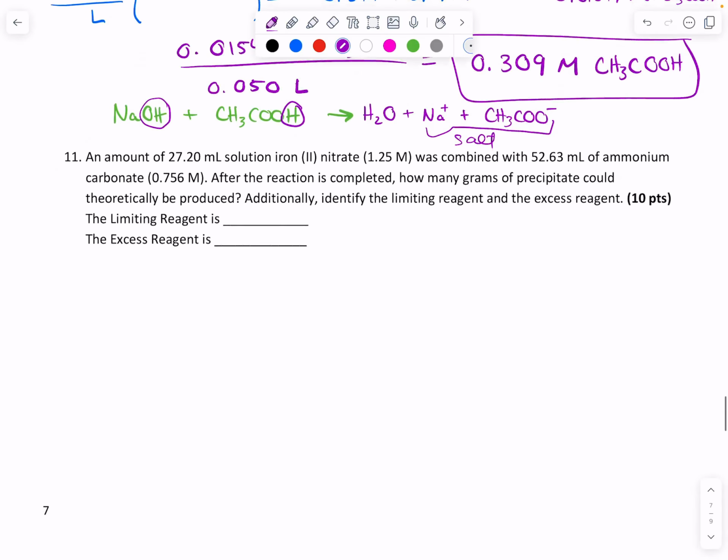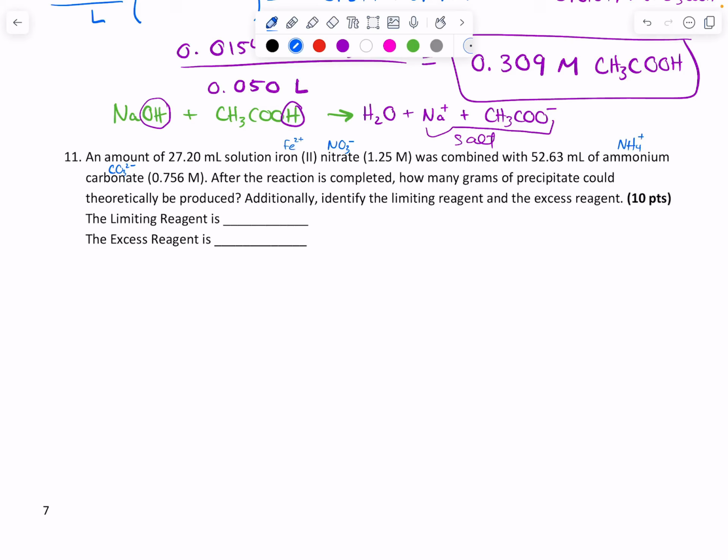Okay, so let's move on. Next, number 11, we have another limiting reagent problem. Can you tell these are kind of important, mainly because of the concepts that they teach you? So first things first, we need to write a balanced chemical equation, which means you have to know how to do those polyatomics. So if we got iron 2, that's Fe2+. Nitrate is NO3 minus, combines with ammonium, and the -ium means it is a positive species, and then carbonate, CO3 2 minus.